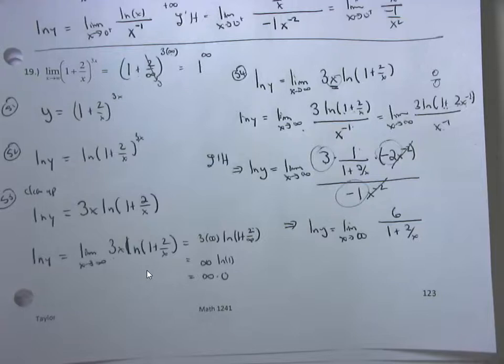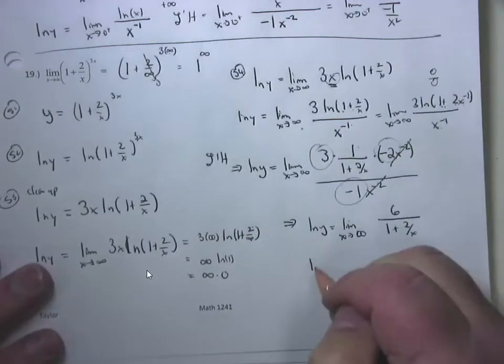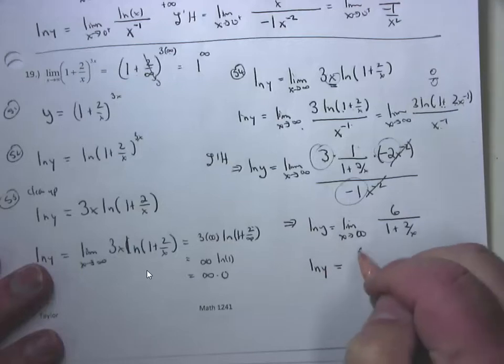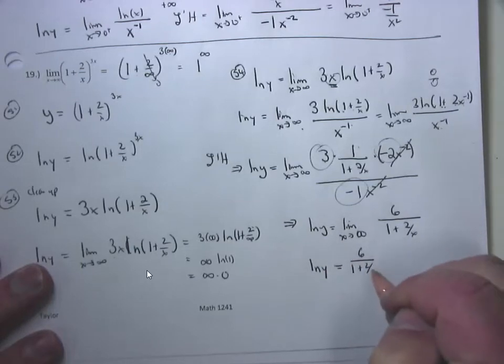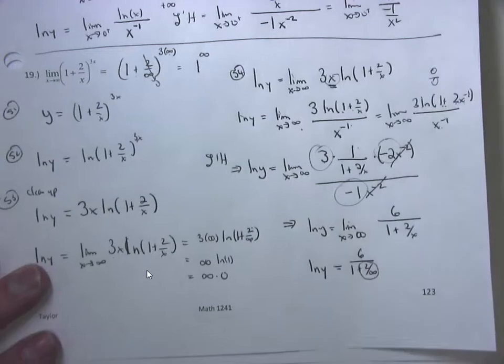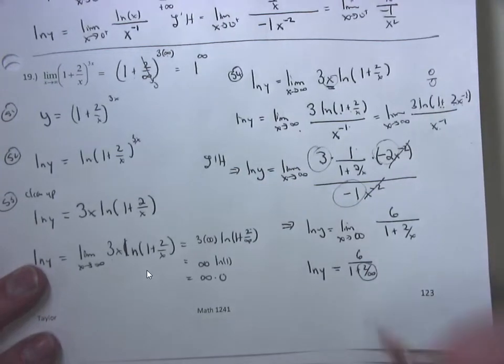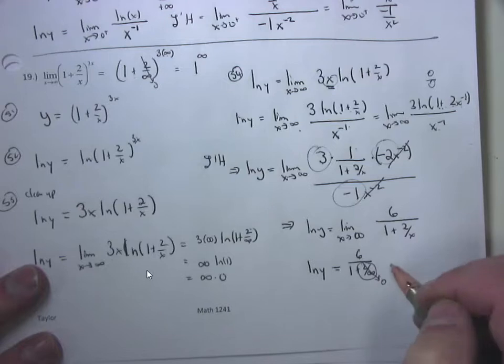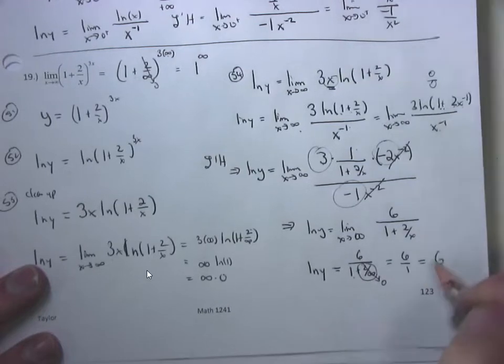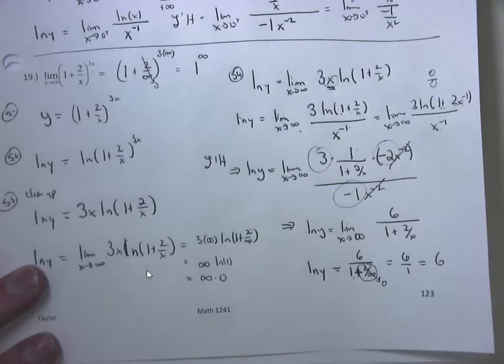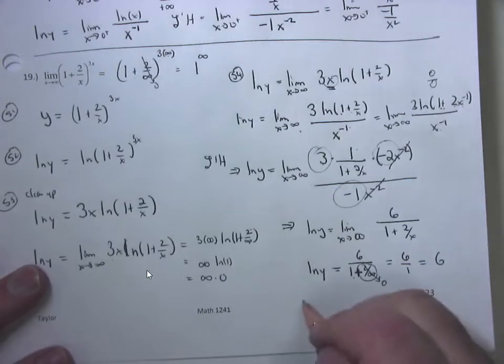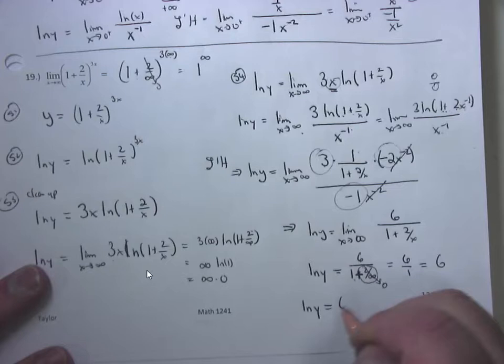Now, plug in infinity. When I plug in infinity, I get the natural log of y is equal to 6 divided by 1 plus 2 over infinity. What is 2 divided by infinity? 0. Infinity on the bottom goes to 0. Plus 1 is 1. I get 6 over 1, which is equal to 6. You get 6. But wait a minute. That's not y. That's not the original problem. It's the natural log of y equals 6.